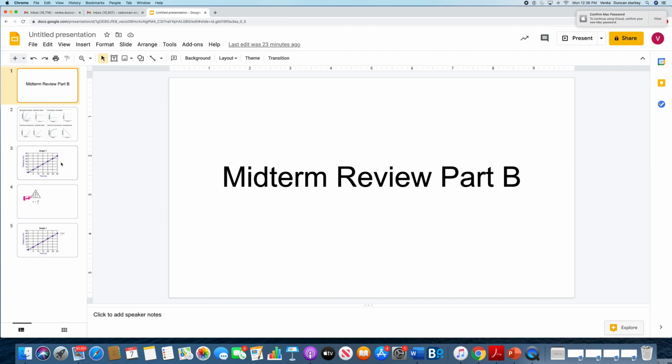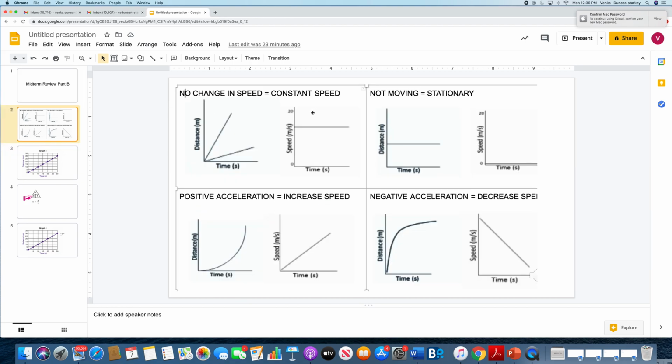Next, to show stationary, or not moving, on a distance time graph, you're going to see a flat horizontal line, similar to the line we just saw. But on a distance time graph, this flat horizontal line indicates stationary, or not moving. To show stationary, or not moving, on a speed time graph, you're going to see a flat horizontal line at the zero interval. So this indicates 0 miles an hour, or 0 miles per second. No movement, stationary.